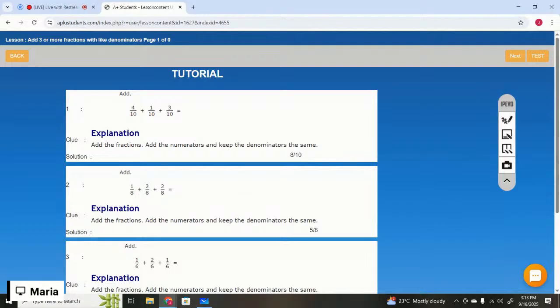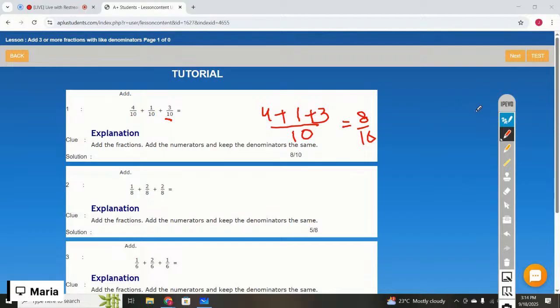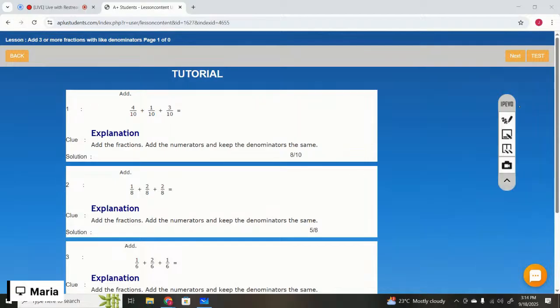Four by 10 plus 1 by 10 plus 3 by 10. So they have like denominators, that is 10. You can just add their numerators. 4 plus 1 plus 3. 4 and 1 is 5, 6, 7, 8. That is 8 over 10. That is 8 by 10.